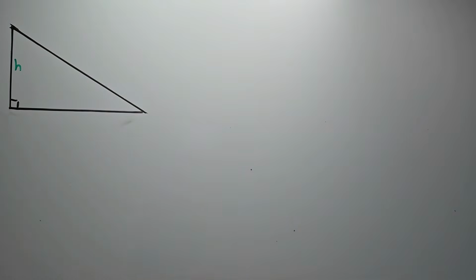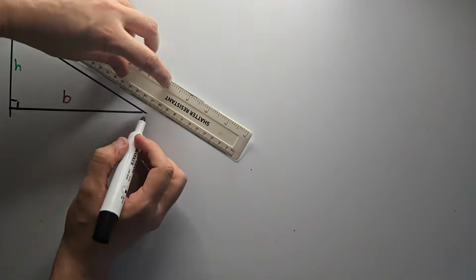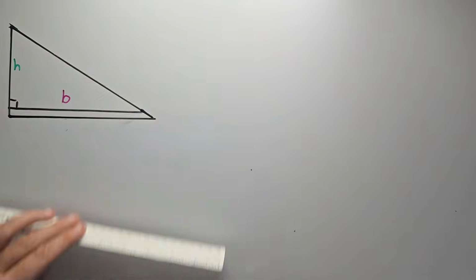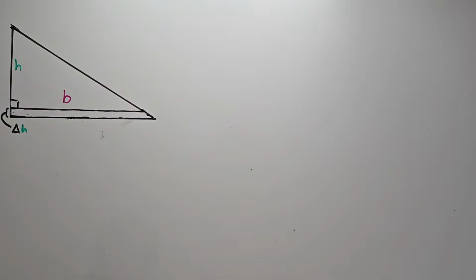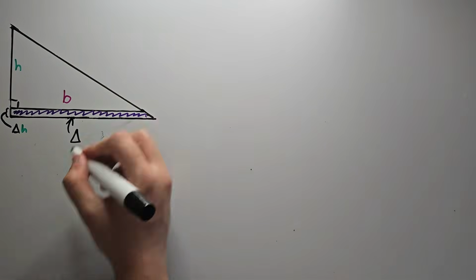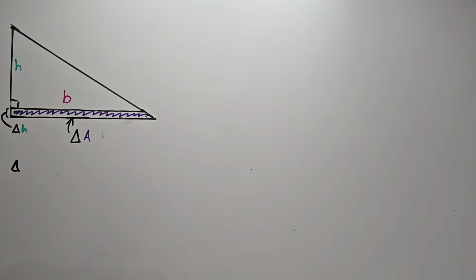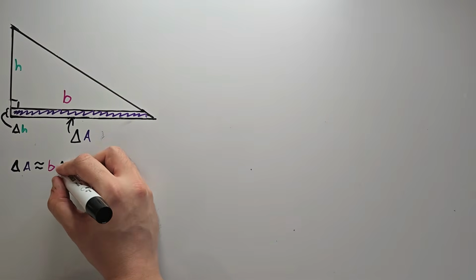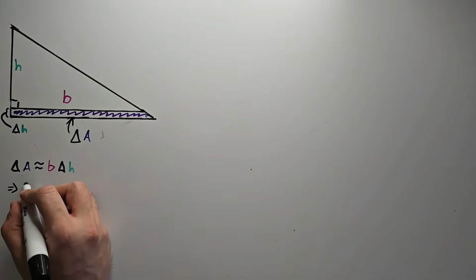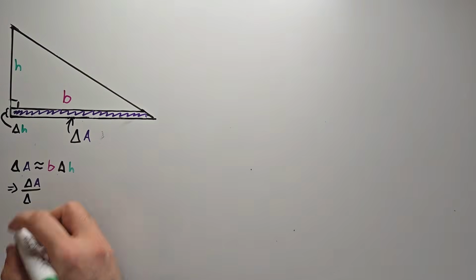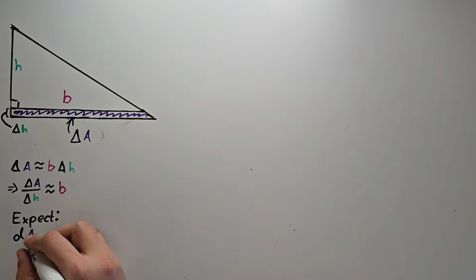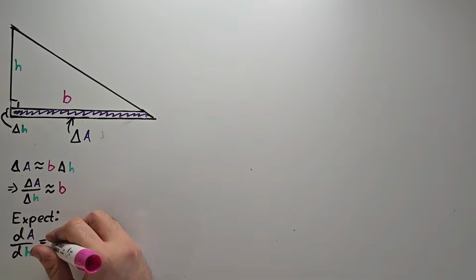To start, we'll begin by finding the derivative of the area of a right triangle with respect to its height. Here we can see, by extending the height a small amount, we increase the area by this small strip at the bottom. And we label the difference in height as delta h, and the difference in area as delta a. By approximating the extra area as a rectangle, we see that delta a is approximately equal to b times delta h, thus delta a over delta h is approximately equal to b. So we should expect that the derivative of the area with respect to the height is equal to the base.